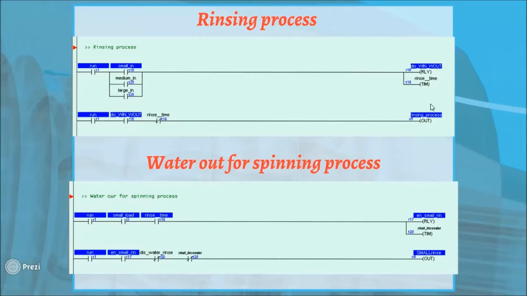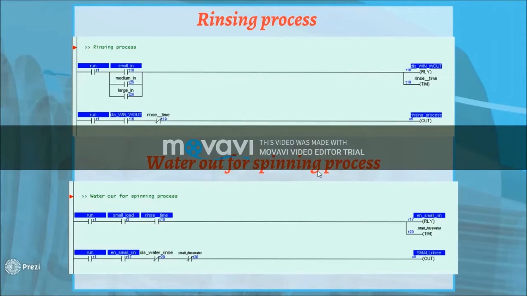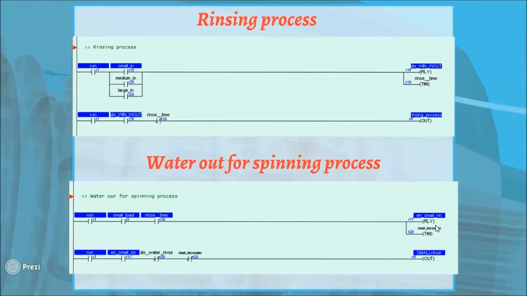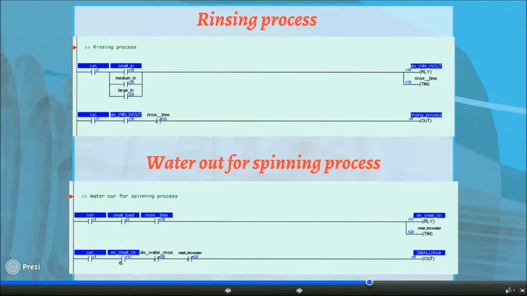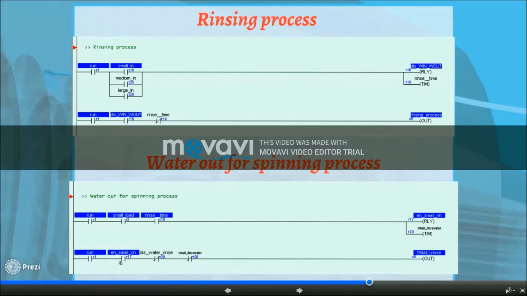After 100 seconds, rinse time is activated. The normally closed rinse time is open. The rinsing process stops, and at the same time, enable small rinse relay is activated. Enable small rinse is connected in parallel with small rinse water timer that was set for 30 seconds. The activation of enable small rinse relay triggers small rinse output. The water from rinsing process is drained out of the washing machine.